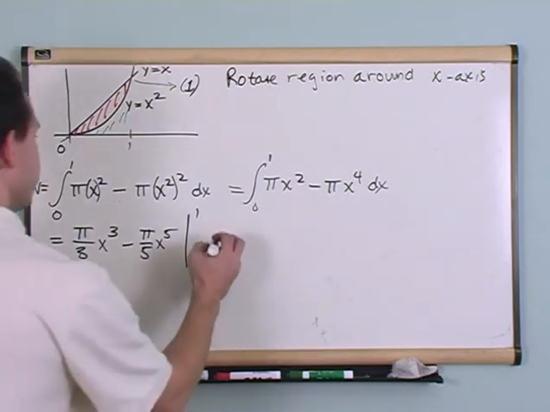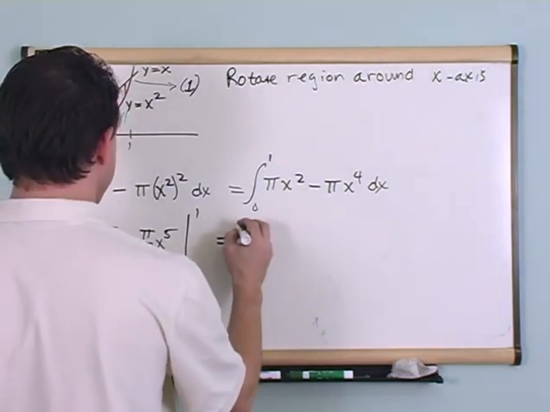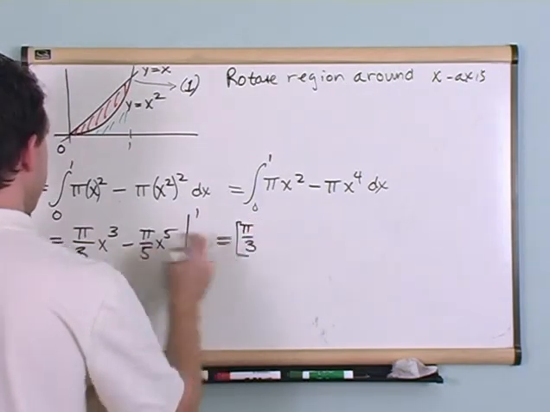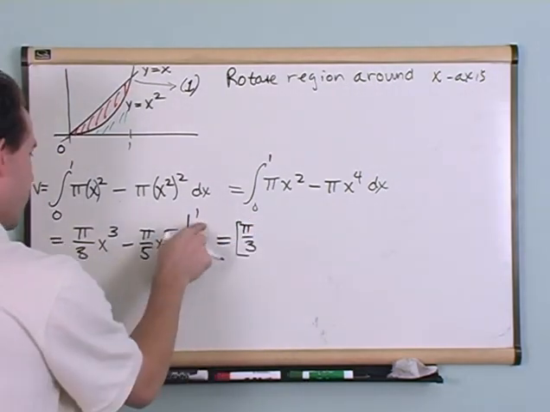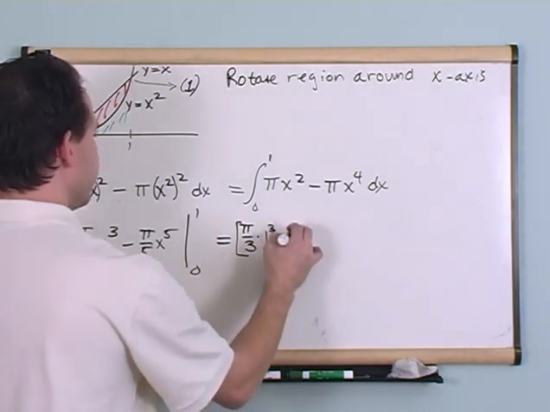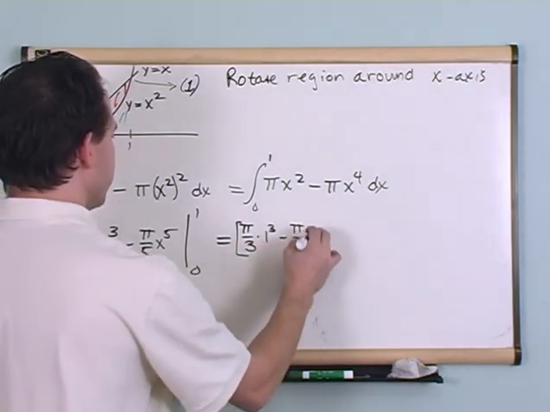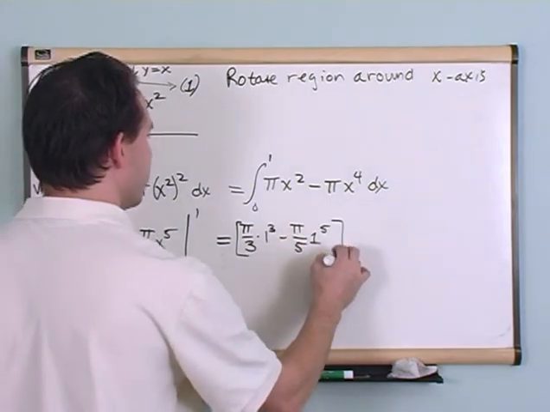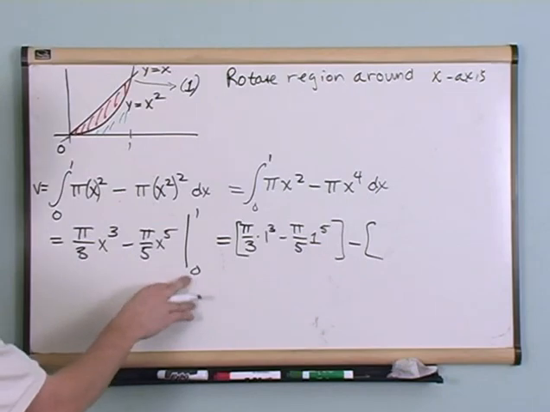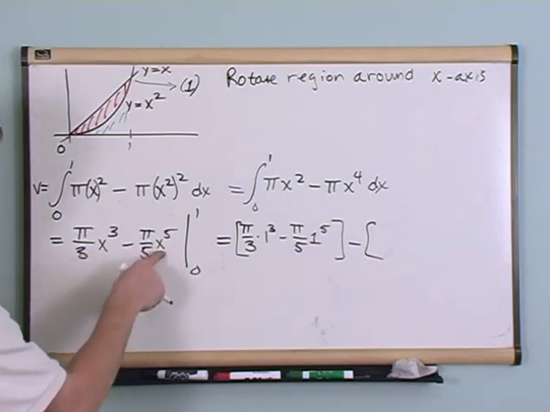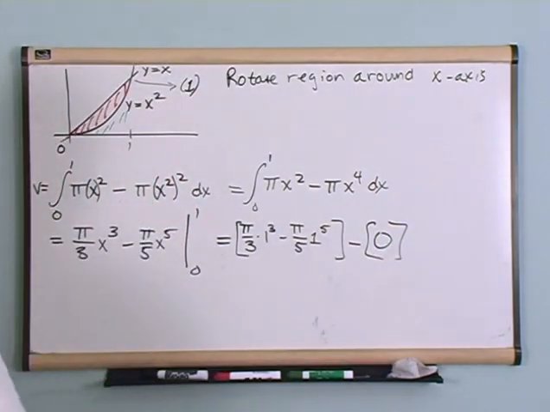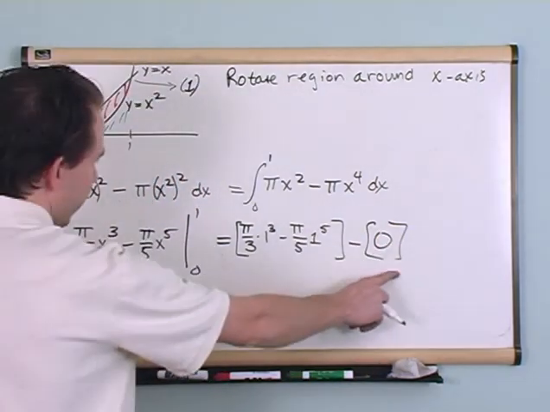Okay, so then in the end, what you're going to have is pi over 3, and you're going to evaluate this at 1, right? Well, this is just 1 cubed, minus pi over 5 times 1 to the 5th. And I'm going to subtract off this whole thing evaluated at 0, but I can tell right away 0 is going to go here and 0 is going to go here and the whole thing is going to go to 0. So I'm not even going to bother writing all that stuff down. It's going to go to 0 for the second term.